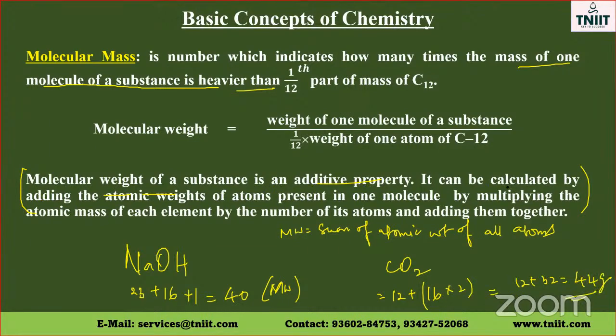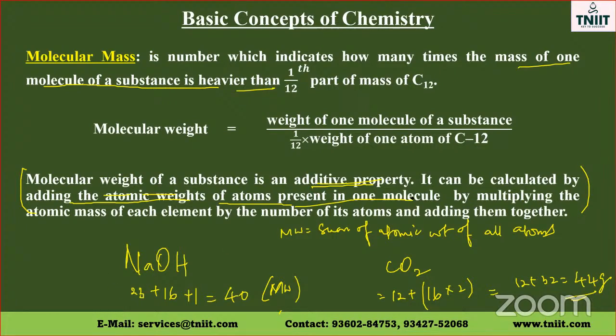Molecular weight of a substance is an additive property. It can be calculated by adding the atomic weights of atoms present in a molecule, atomic weight of atoms present in one molecule. See, the atoms present in sodium hydroxide are sodium, oxygen, and hydrogen. The atomic masses of sodium, oxygen, and hydrogen give you the molecular mass of sodium hydroxide.